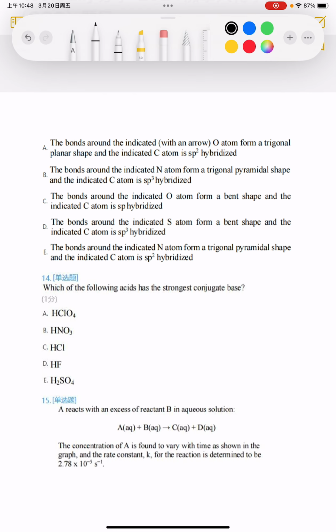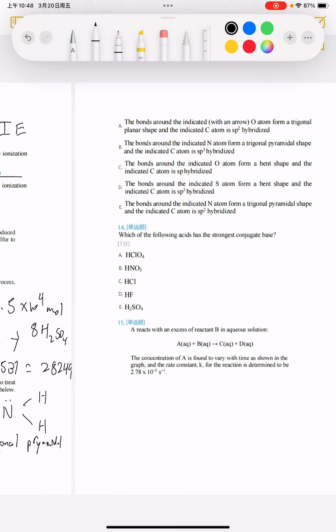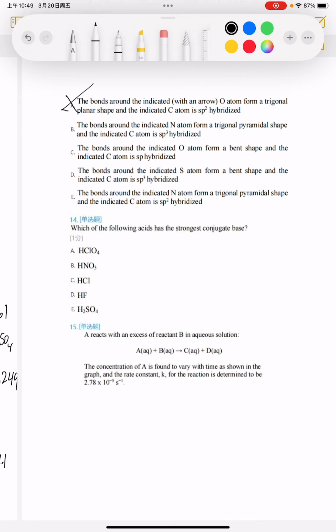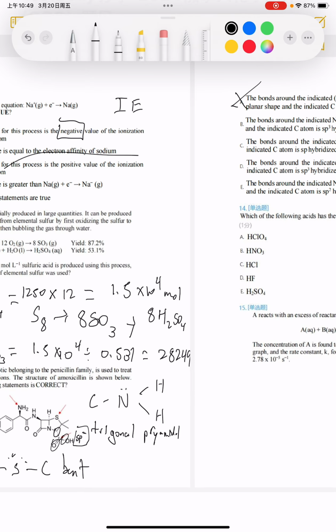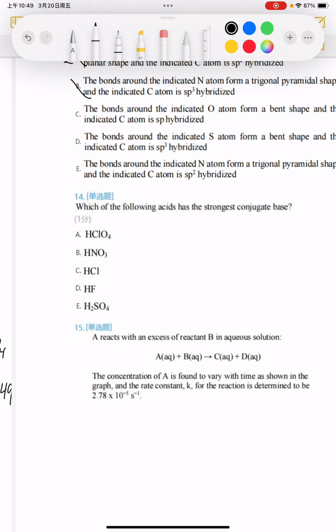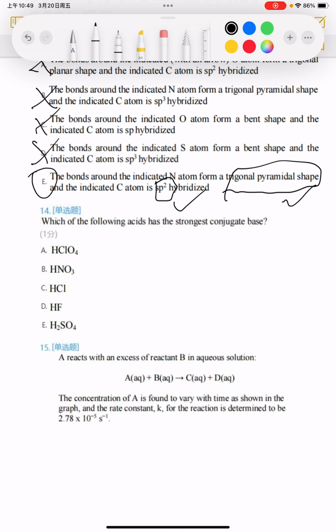It tells you that the bonds around the indicated O form a trigonal planar shape. But as we have shown, it is bent. So A is incorrect. Option B says the bonds around the indicated nitrogen form a trigonal pyramidal shape, which is correct. Option C says it is sp3 hybridized. This is wrong because it's sp2. So then there's only option E left. We can see that the N forms a trigonal pyramidal shape, which is correct, and it's sp2, so this is also correct.